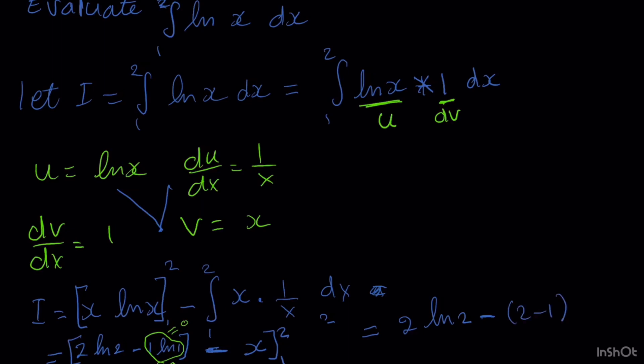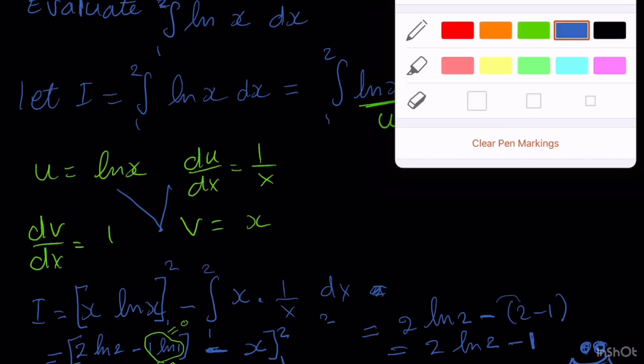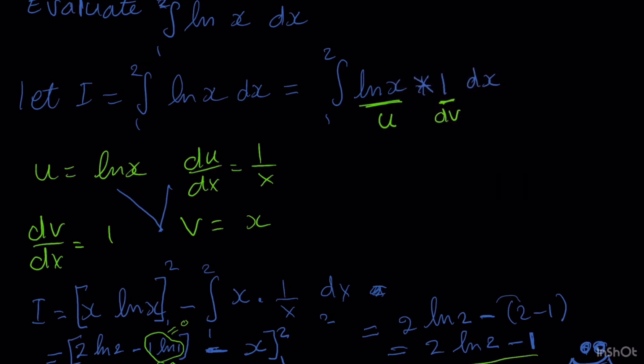Yeah, and this will be equal to 2 ln 2, then minus 2 plus 1, which is minus 1. And that's it. No smiley face? Smiley face, come on. Right. This is the answer for it. So I equals this. Okay?